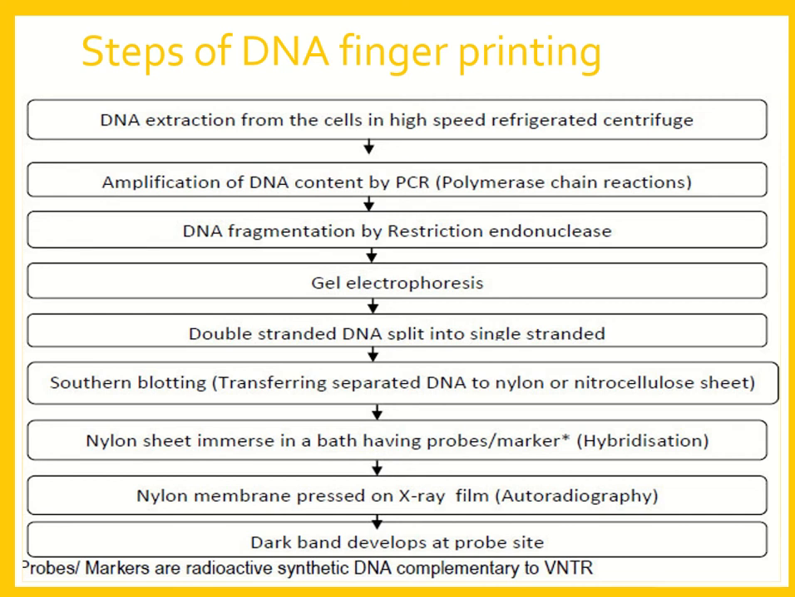Then the next step is Southern blotting. The separated DNA sequences are transferred onto a nitrocellulose or nylon membrane or sheet placed over the gel.